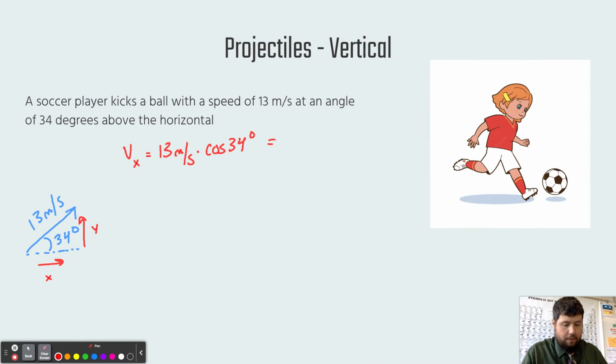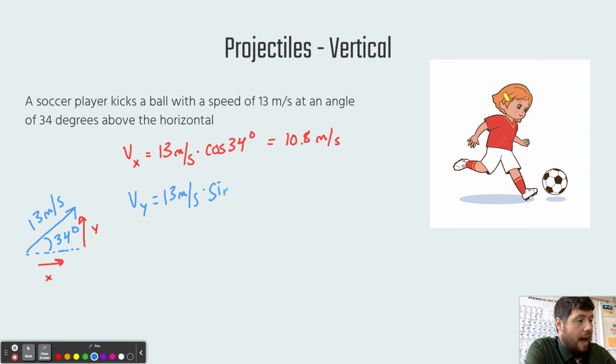Do that in your handy dandy calculator. 13 times cosine 34 is, and I am not in degree mode, so make sure that your calculator is in degree mode when you try it. I get 10.8 meters per second. In the y direction then, I could do Vy. It's going to be the hypotenuse again. But now, since this is the opposite angle, times the sine of 34 degrees. So 13 times the sine of 34 is about 7.3 meters per second, which makes sense because if it's at 34 degrees, it should be going more in the x than it is in the y.